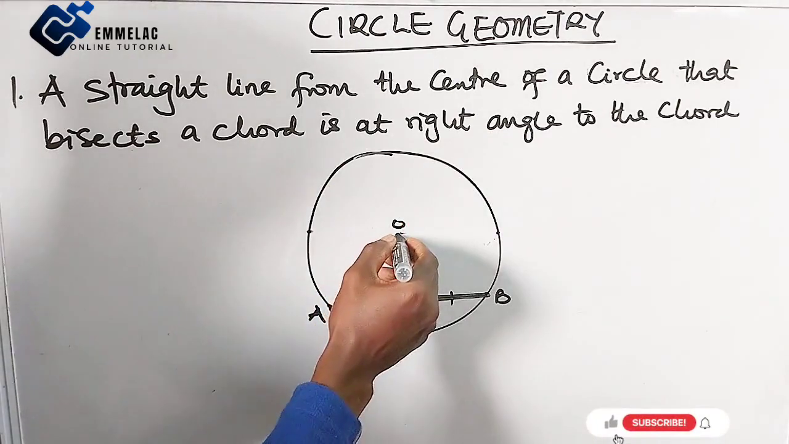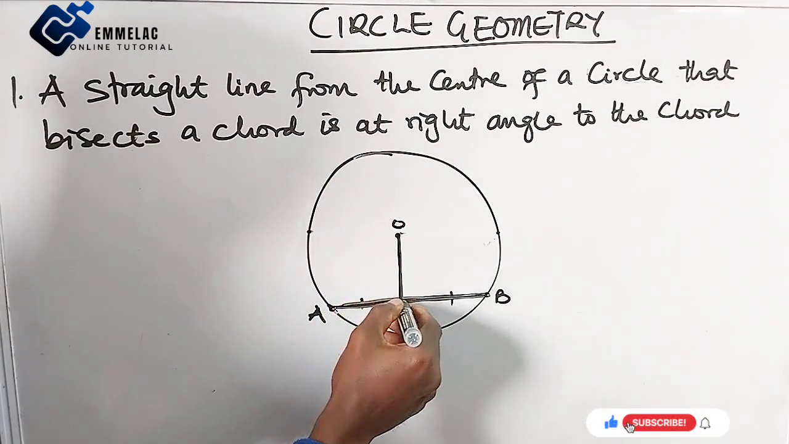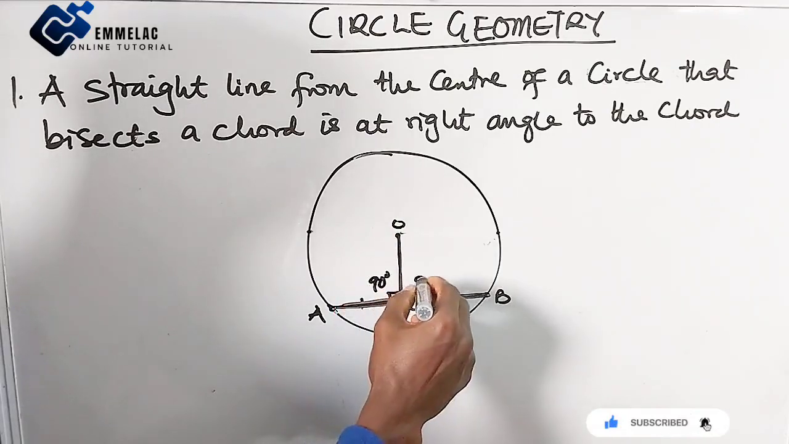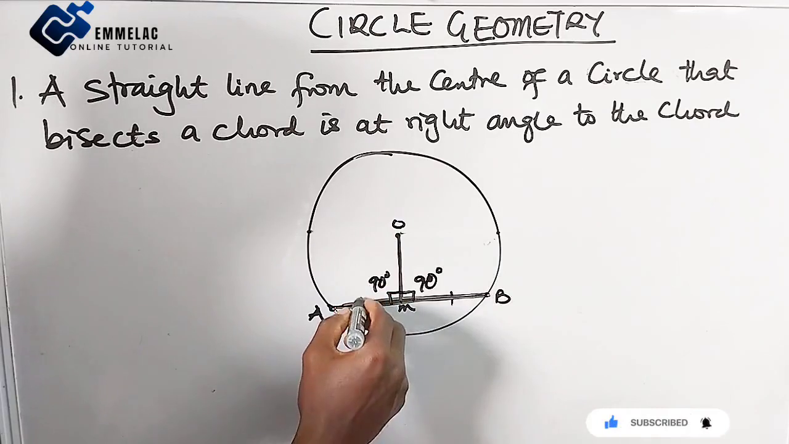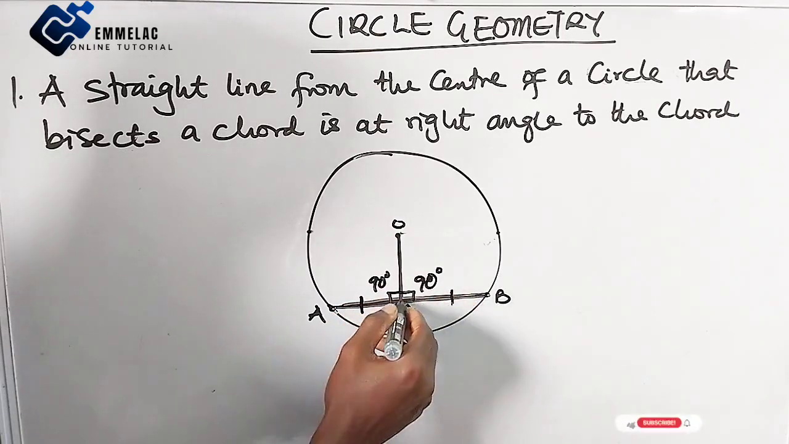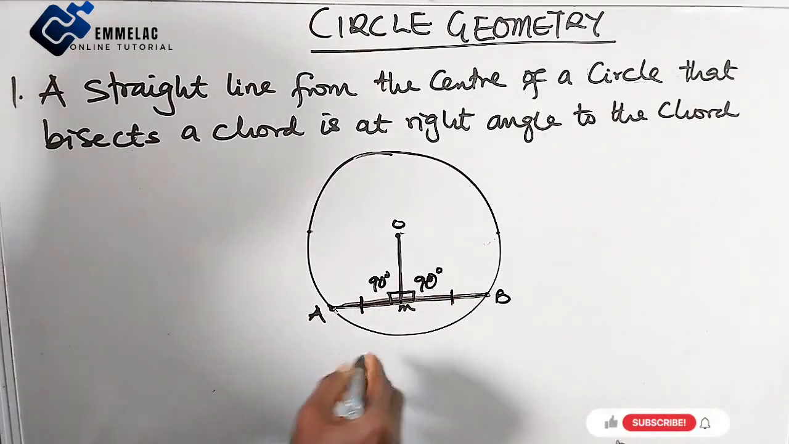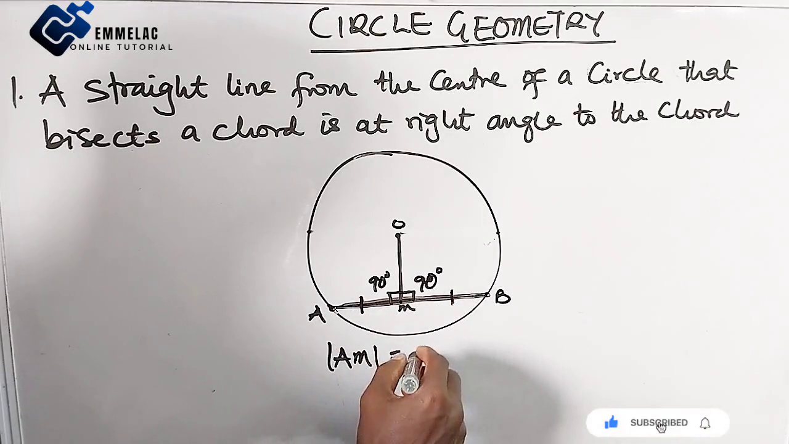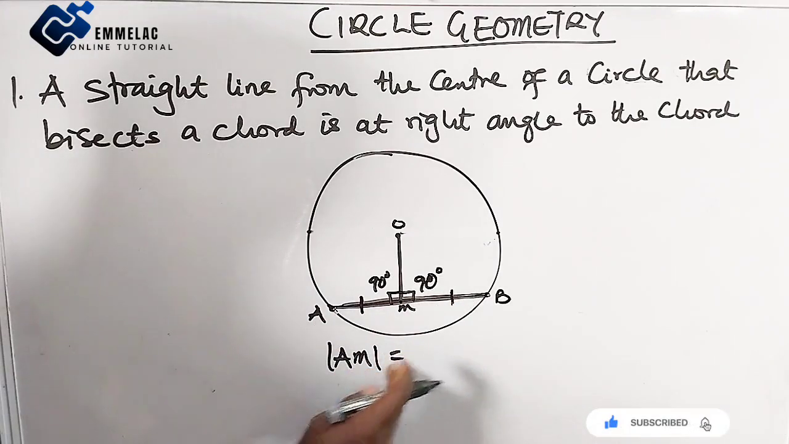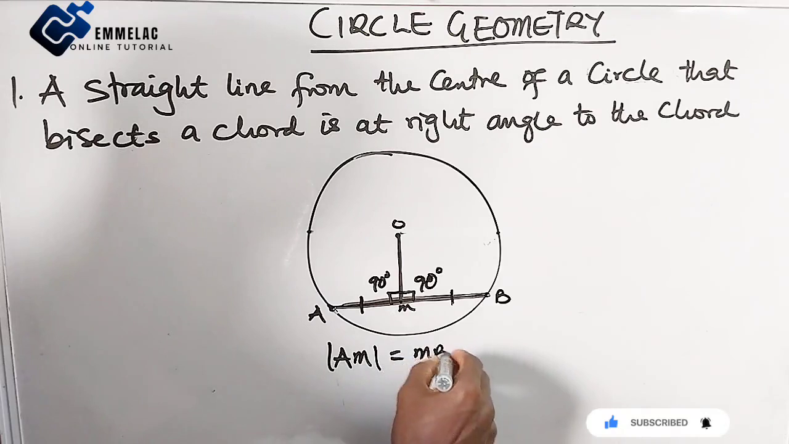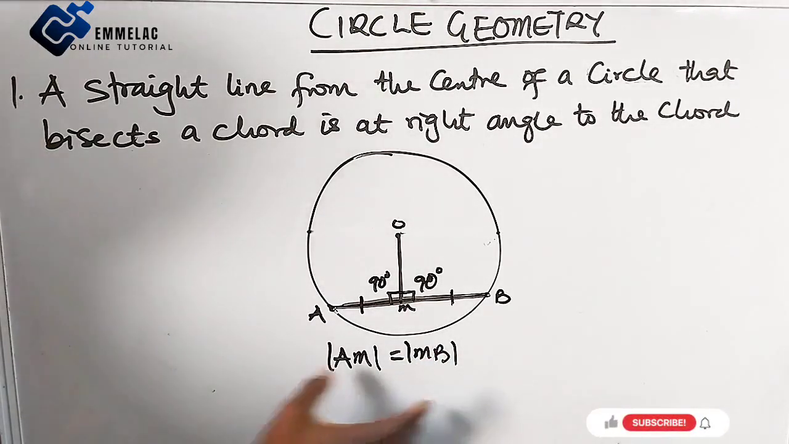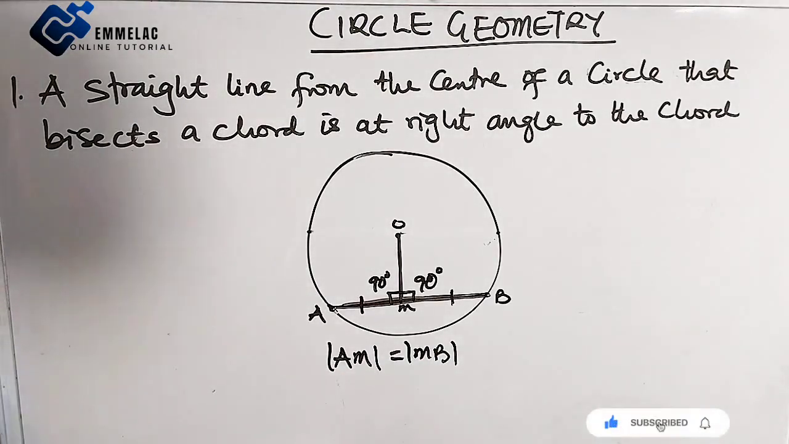So when this line from the center of the circle bisects a chord, automatically here becomes 90 degrees, here becomes 90 degrees, and this line from here to here is the same. So we can now say that line AM equals MB. Okay, so this is the illustration of this theorem. Now let's move to number 2.